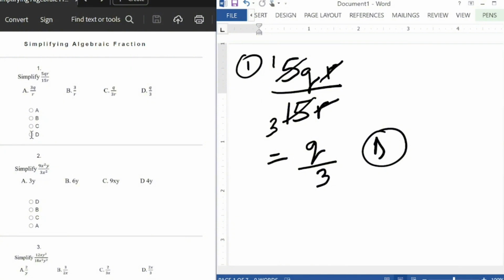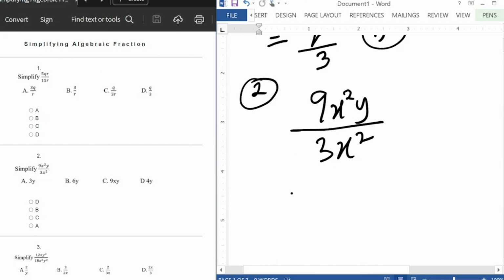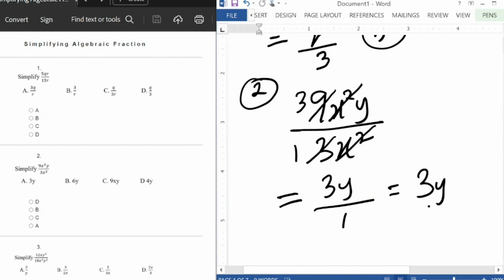So then we move to number 2. So we have to simplify this as well. So 9x squared y divided by 3x squared. So this is straightforward. Alright, so what we can do here, x squared, we cancel x squared. 3 in 3, 1. 3 in 9, 3. So what we have left is 3y divided by 1, which is same thing as 3y. So that is option A.